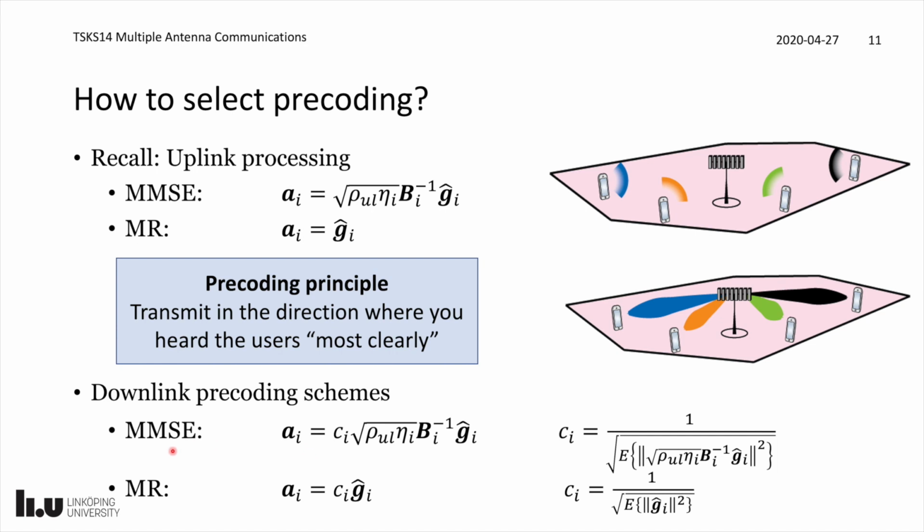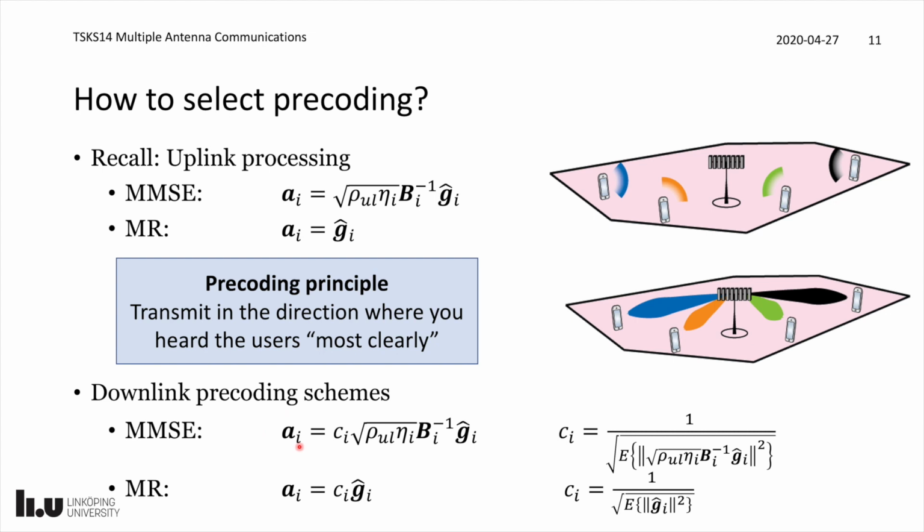And a simplified choice is maximum ratio, where a_i is equal to just the estimate of the channel, and then we need to normalize this one as well, so that a_i has a squared norm which on the average is equal to 1. With the same principle, we put c_i equal to 1 divided by the square root of the expected value of the squared norm of g_i hat. So in that way, a_i points in the same direction as the channel estimate, but on the average it is a unit norm vector.